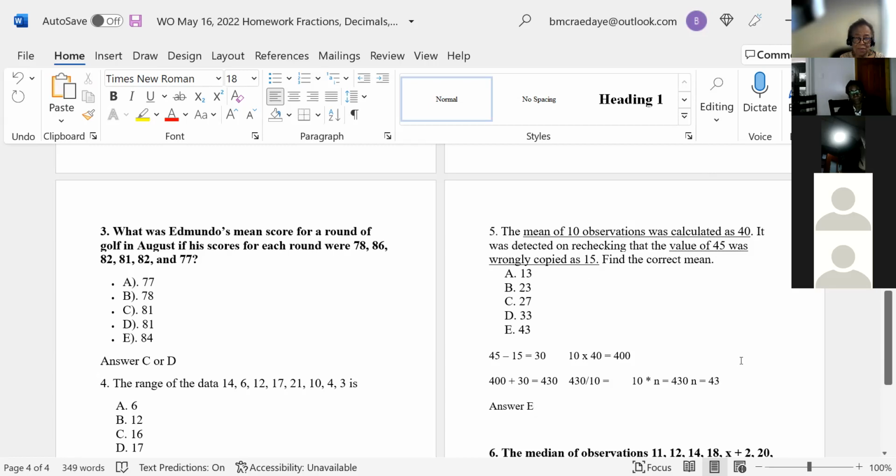You follow? Yes. 15 from 45 is 30. So you undercounted by 30. You can look at it that way. You undercounted your total by 30. So that means you have to put 30 back in your total of 400. Is it making sense? Yes, thank you.